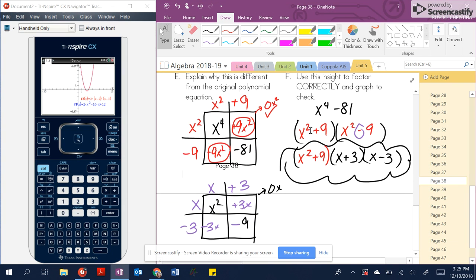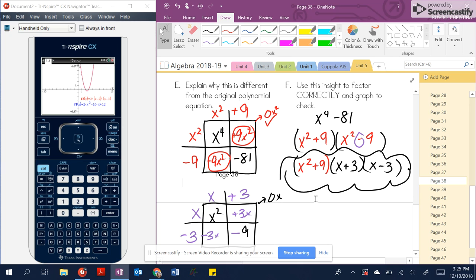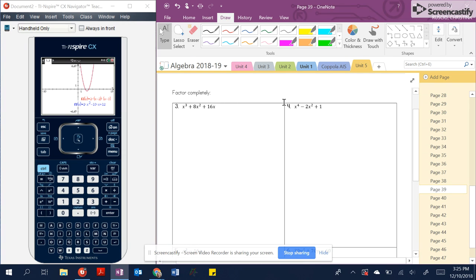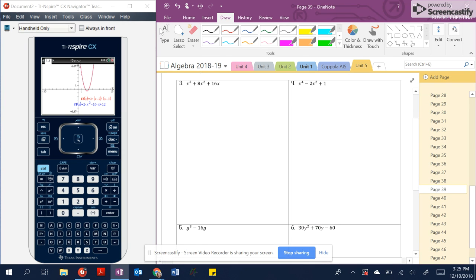Remember, if you graph the original and the final, the two graphs should match. So this question taught us to keep factoring until we can't factor anymore. I will tell you that the more questions you do, the better you're going to get at them. So the more practice, the more permanent these types of questions are. All right, let's check it out.